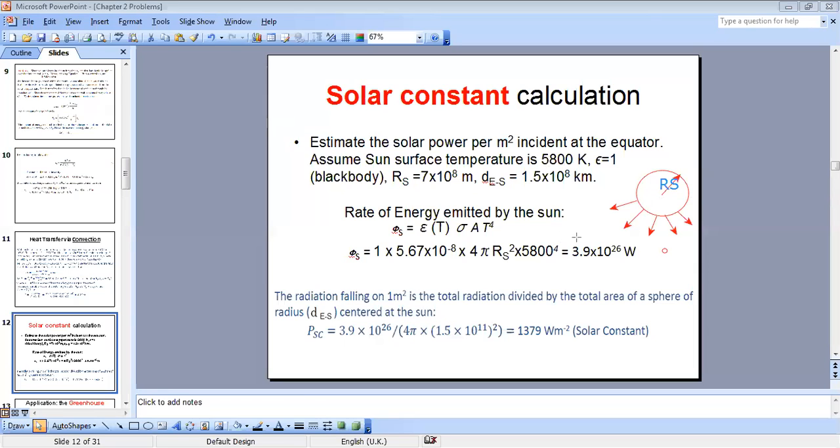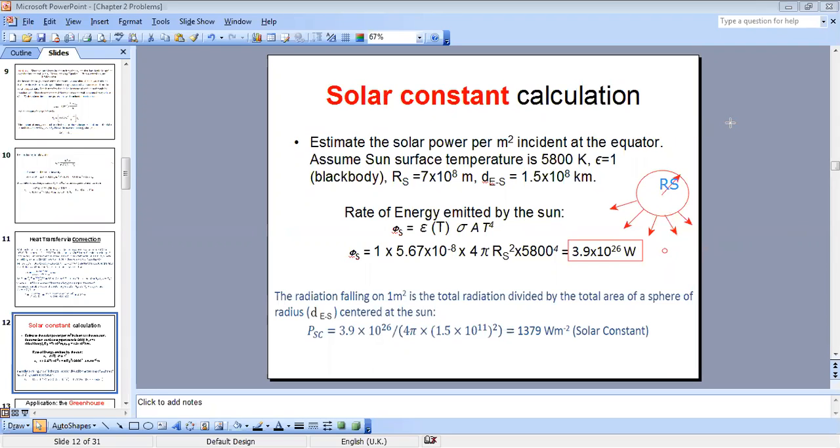Okay, so this is the rate of energy emitted by the sun. Now, the next step is to find the power per meter square incident at the equator. What I should pay attention to is what will be the total surface when reaching the equator. Look, when I have the expansion, then to reach this point, I have like a very big circle.